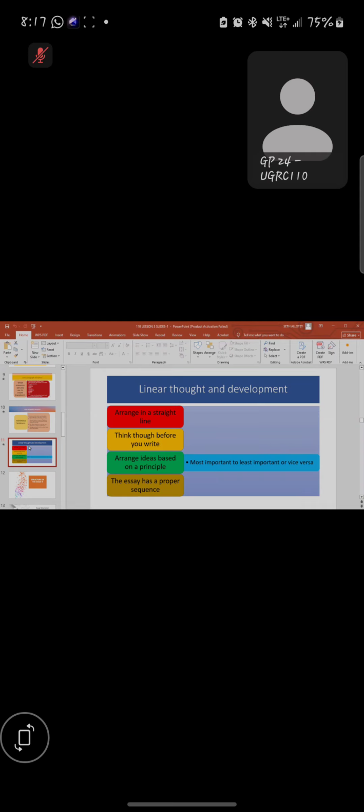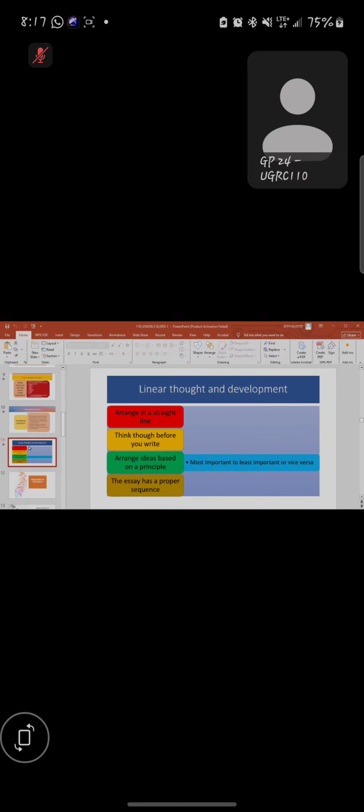You see, the first one is not very important, then right after it you have the most important, followed by another, like that. Please, let's see some beauty, some aesthetics in our writing by developing our points linearly. Let's take some time, think through and arrange the points in an orderly or logical way. It must have a proper sequence.